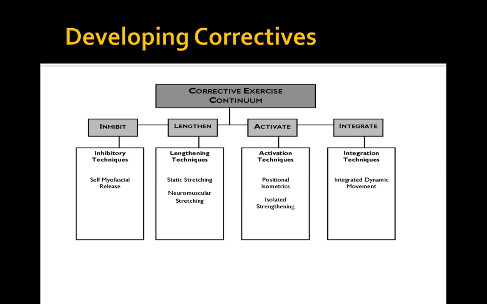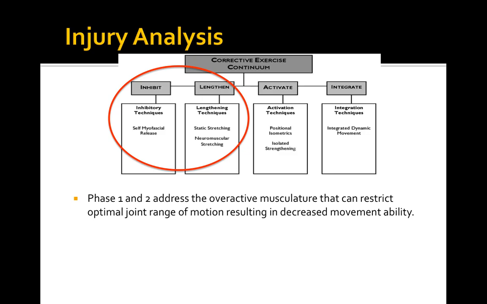Look at the inhibition of the muscle: inhibiting the muscle, lengthening the muscle, activating the muscle that's been injured or that you need to start firing again to complete the movement properly, and then integrating it back into the movement. So phase 1 and 2 of our injury analysis is addressing the overactive musculature and improving range of motion.